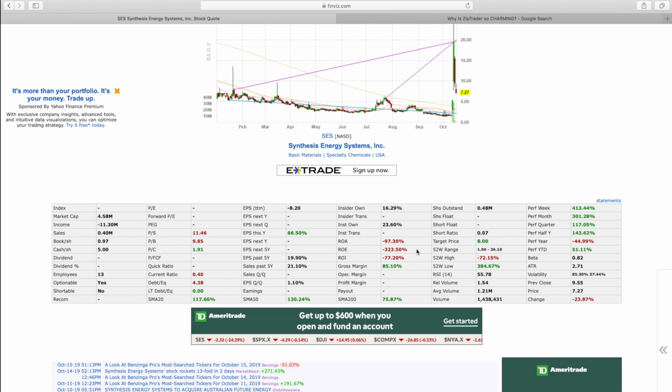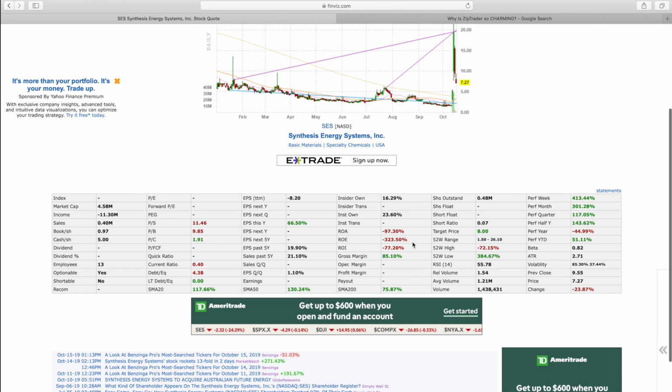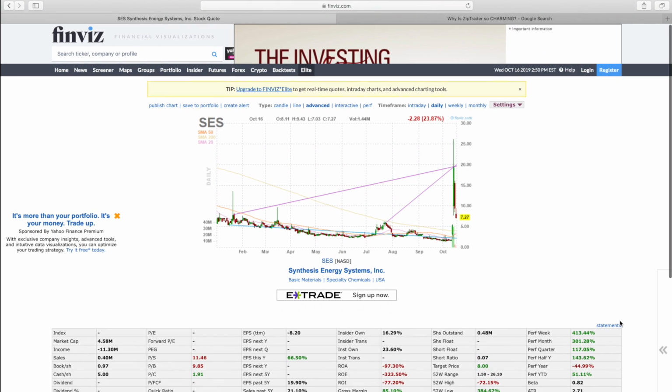So is this a good fundamental company? Well, their return on assets was negative 97%. Their return on equity was negative 323%, and their return on investment is 77%. So just these three lines can really tell you, hey, this is not a very strong fundamental company, right? This is another sketchy penny stock that got overhyped and then ran up and then ran down because every reaction in the stock market is an overreaction, so it got beat down afterwards.